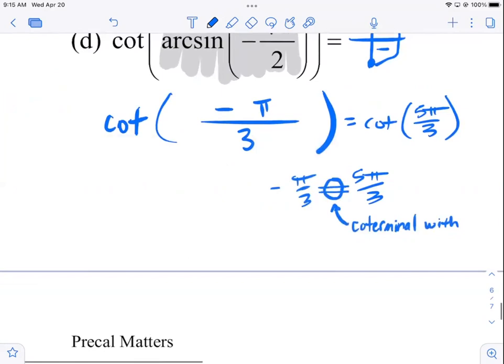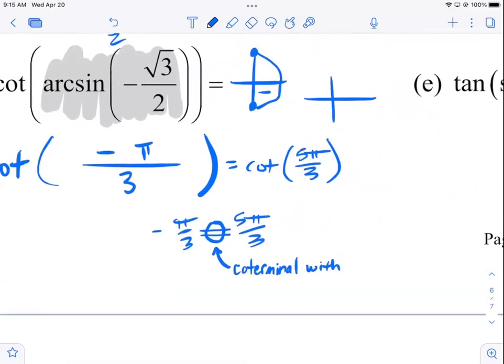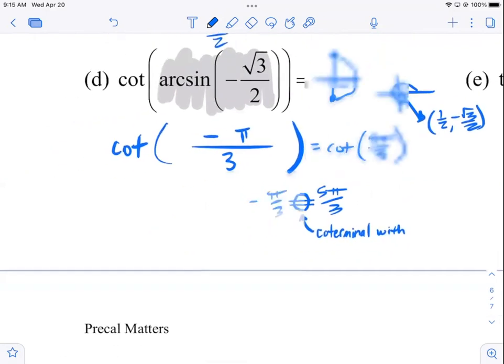So let's go ahead and write the ordered pair there at 5 pi thirds. It is 1/2 comma negative square root of 3 halves. Cotangent is x over y. Forget about the 2's. It's 1 over negative root 3, which when we rationalize is negative square root of 3 over 3. Boom, good, got it.